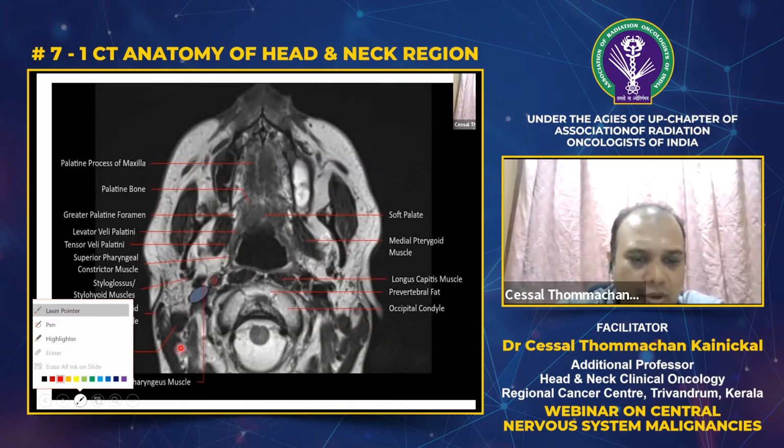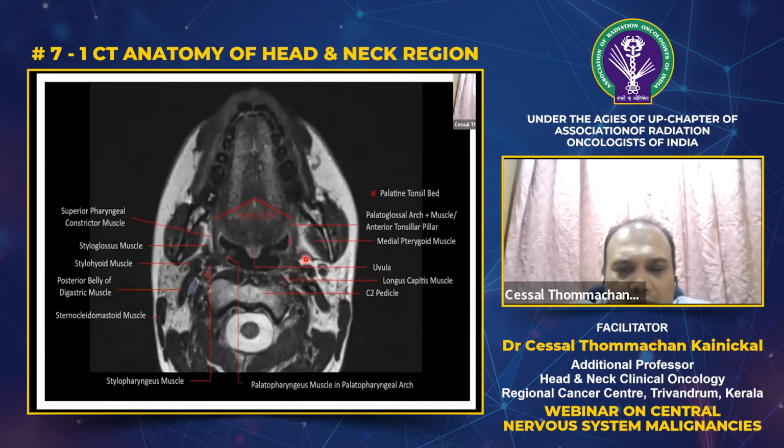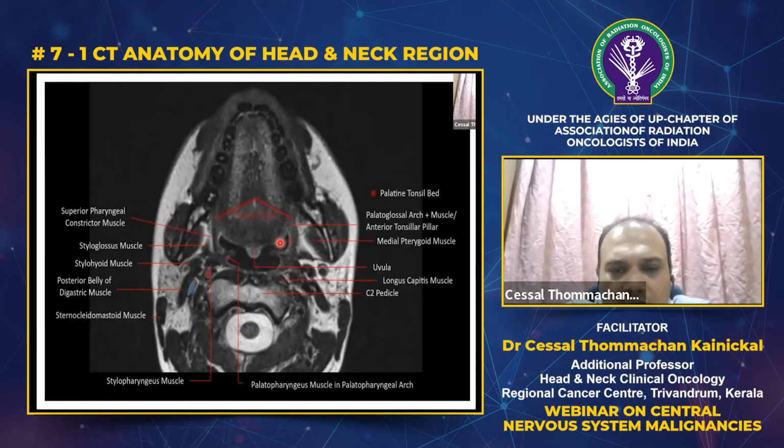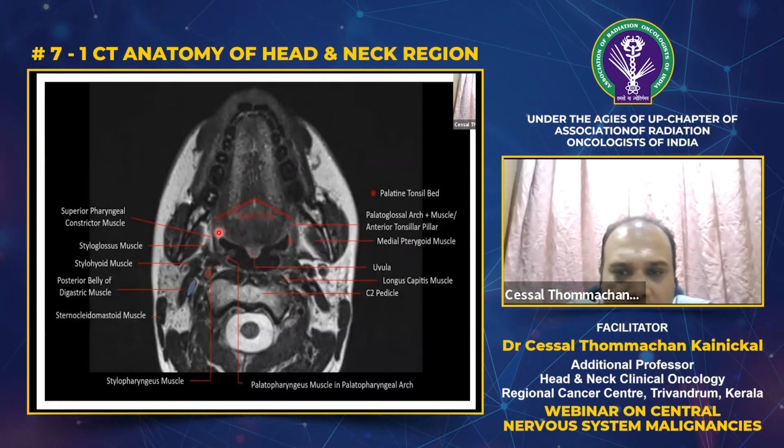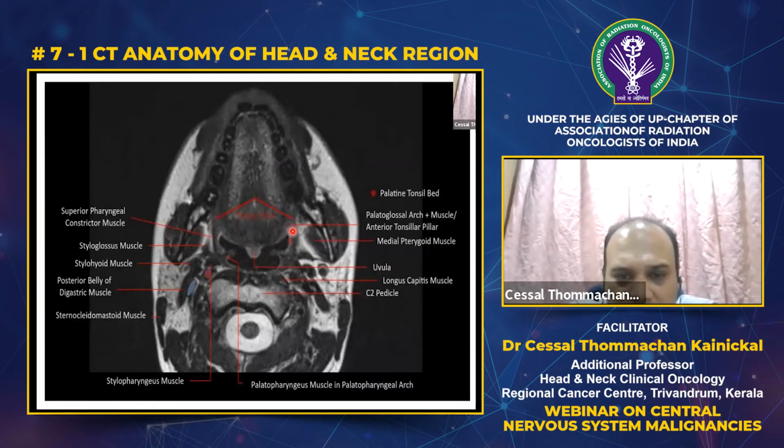Then coming to the level of the tonsillar fossa, so this is a little down. You have the tongue here, you have the base of tongue. The base of tongue is also part of the oropharynx. So you have the anterior tonsillar pillar. This is the palatoglossal arch. Anything anterior to this palatoglossal arch is oral. So this is the palatoglossal arch. This is the tonsillar bed.